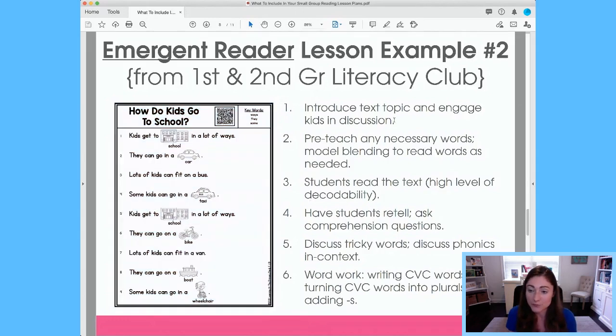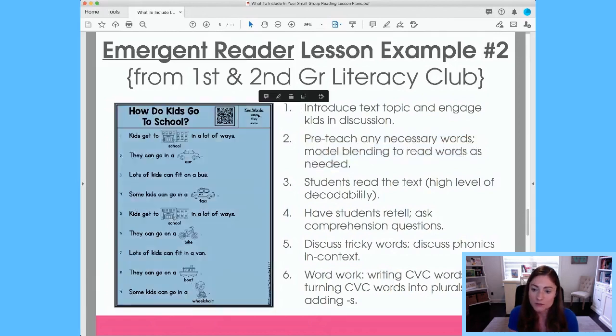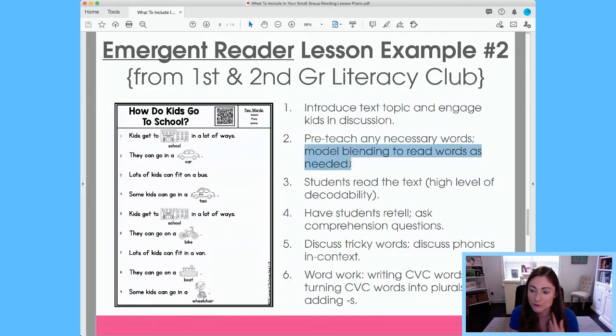So just like before, we're going to introduce the text topic, engage kids in discussion. And again, this part is key because you can take a text with a few words that kids may not be able to decode, and you can make the text more decodable for them by pre-teaching those words. So if you see here, it's really small, but on our 1st and 2nd grade literacy club passages, we actually have suggested words for you to pre-teach. You may also want to model blending to read words as needed. Then the kids read the text.